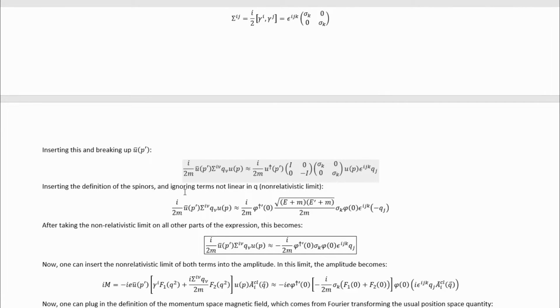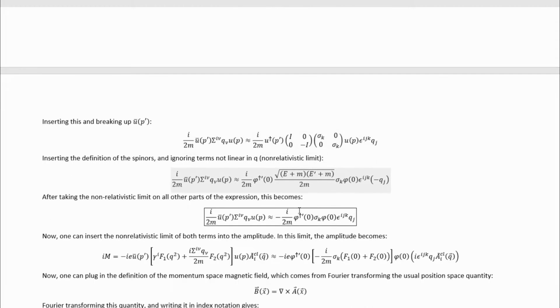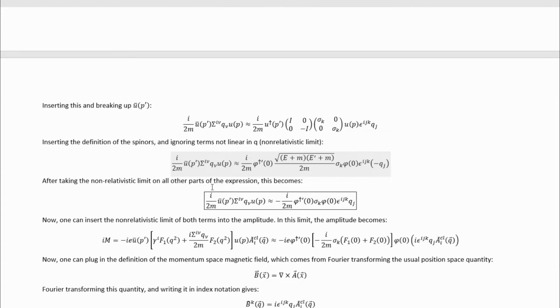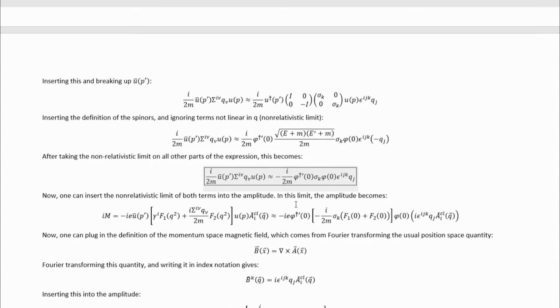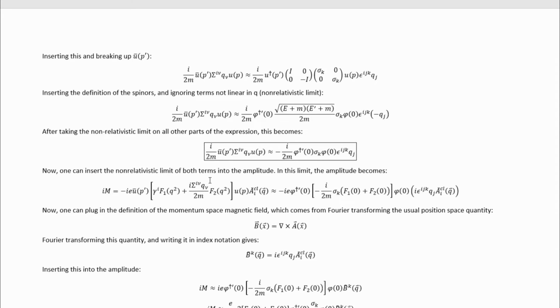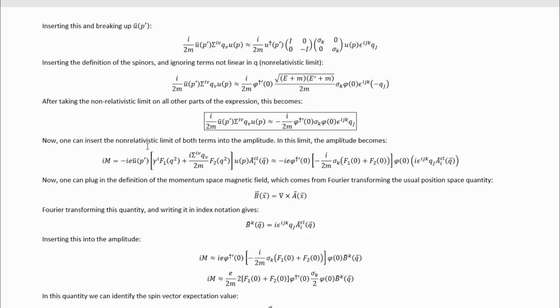Inserting the definition of the spinors and ignoring terms nonlinear in Q brings this down to that. Then after taking the non-relativistic limit on all other parts of the expression, namely this part here, we arrive at this final result. Now one can insert the non-relativistic limit of both terms into the amplitude. In this limit, the amplitude ultimately works out to be this.